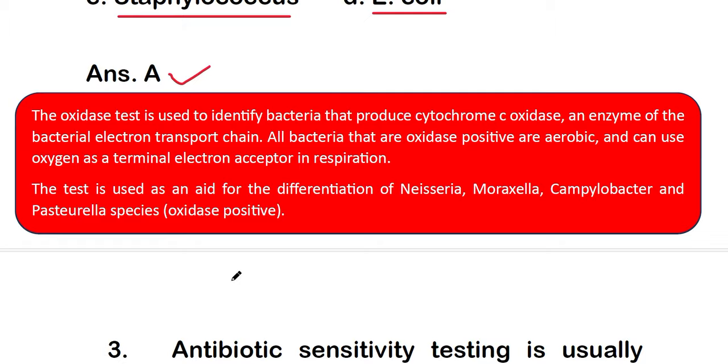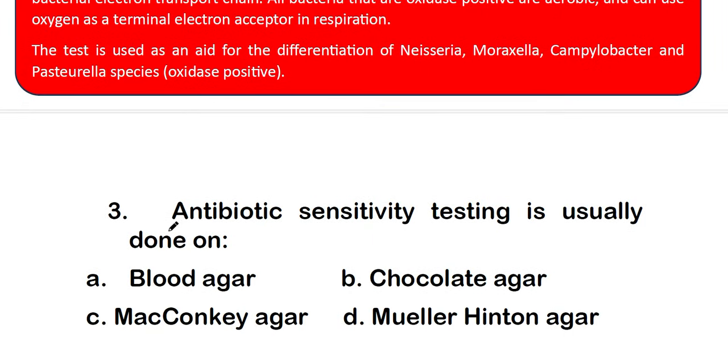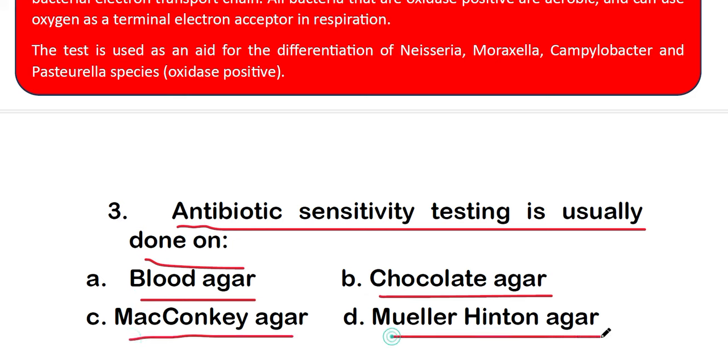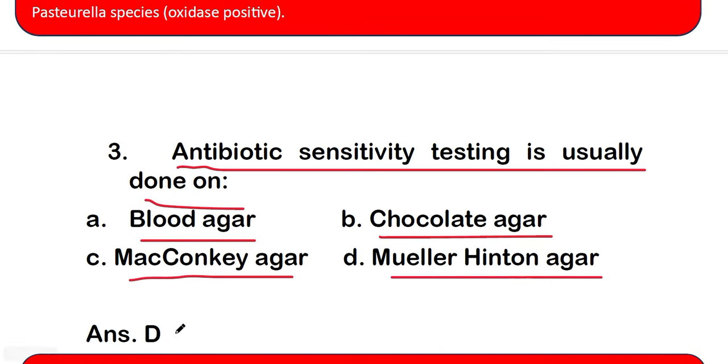Okay, so let's move on to question number 3. It is antibiotic sensitivity testing is usually done on option A, blood agar, option B, chocolate agar, option C, MacConkey agar, or option D, Mueller-Hinton agar. So this antibiotic sensitivity testing is usually done on option D, that is Mueller-Hinton agar.